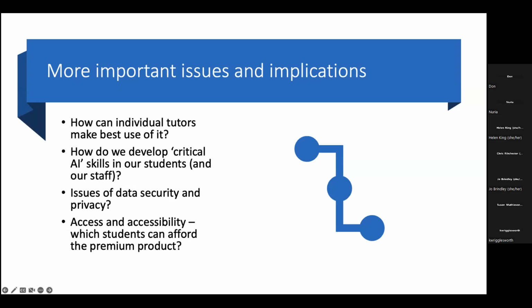And, as with all of these products, it hooks you in with the free version, and then we've got the paid, sort of super versions. What's going to happen then if students are disadvantaged because they can't afford to pay for what might end up being a premium product, which is always on the agenda.